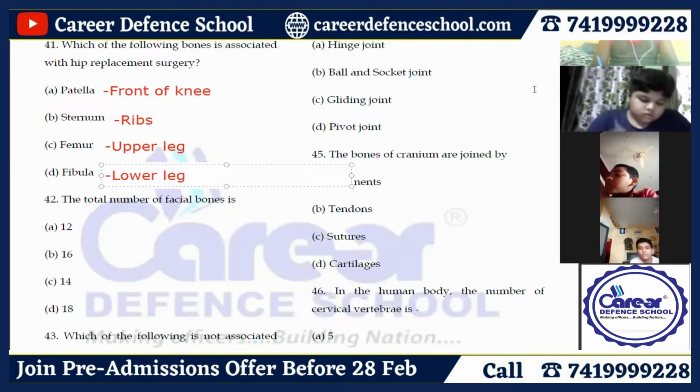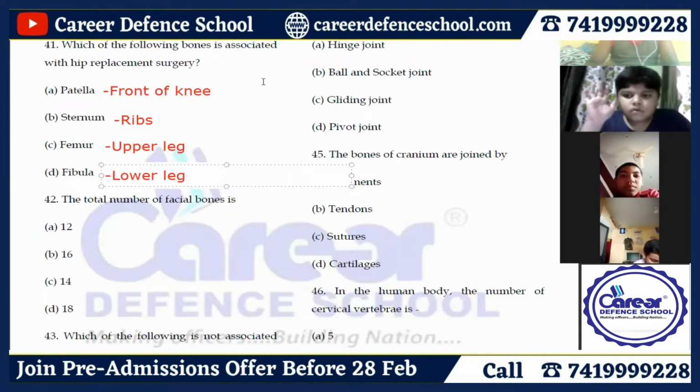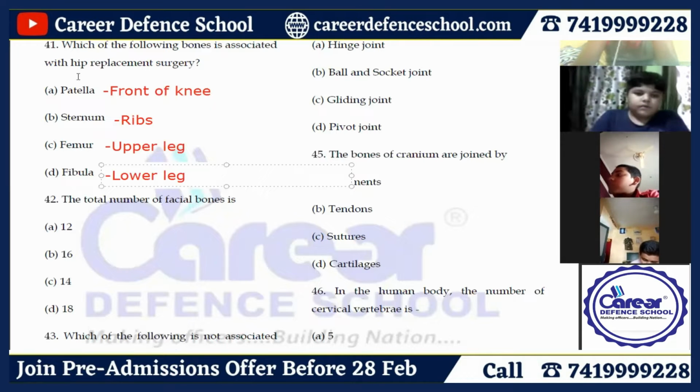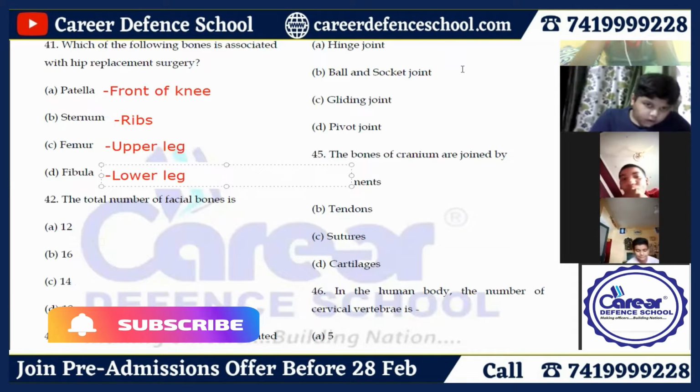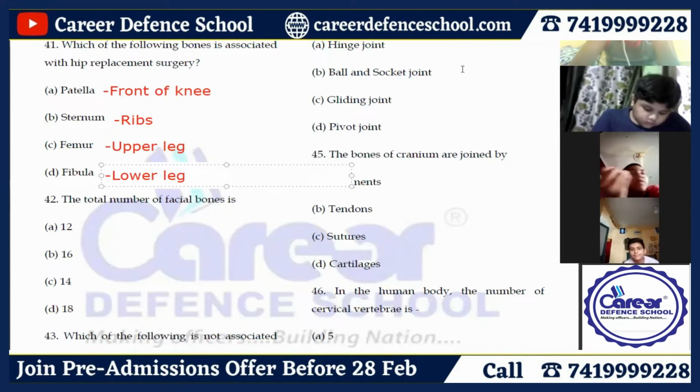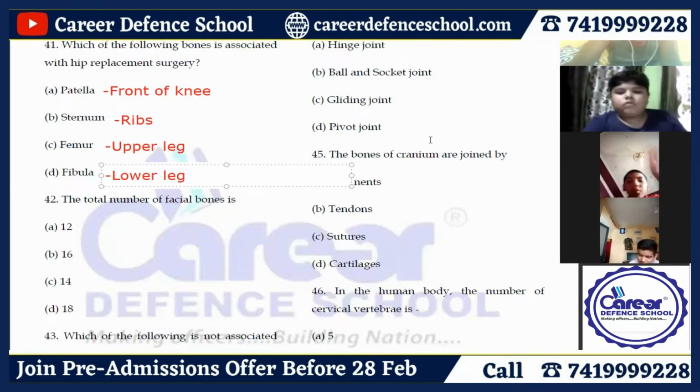So, Yogeshwar, can you tell me the answer of this question? Which of the following bones is basically replaced in a hip replacement? When your hip is replaced or any surgery happens in your leg, which part of your bone is replaced? Patella, sternum, femur or fibula? Ma'am, option A, patella. No. Natik, can you answer this question? Ma'am, femur. Answer is femur.